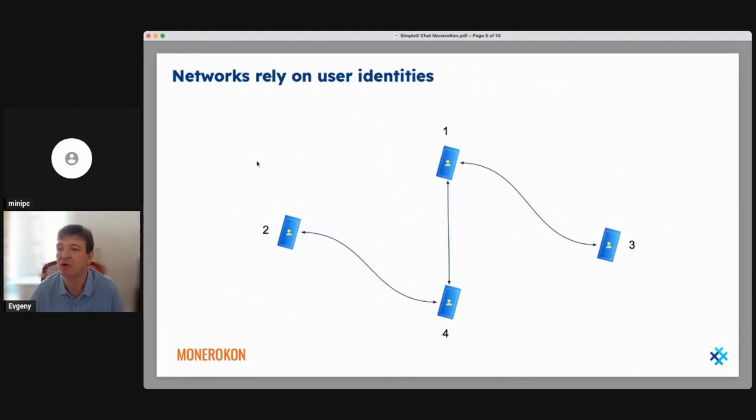So we didn't arrive at the design of SimpleX Chat overnight. It was some kind of thinking that started from the point, okay, if the identity is the problem, how can we design a network that doesn't have identities at all? And there was no clear blueprint for how to do it. So we thought, all right, if putting an identity on the users creates a problem, what if instead of assigning identities to users, we assign them to the connections? It was almost an idea, right? It wasn't even a solution or technical design.